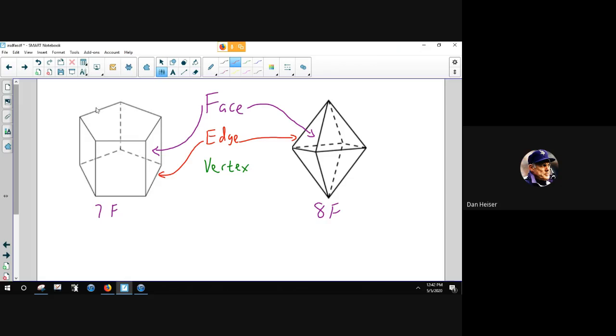This is a pentagon, so this has 5. This has 5, so we're up to 10. And then we have 5 connectors connecting floor and ceiling. So there are 15. This one over here has 4 going around, and then there are 4 connecting this to the top, 4 connecting that level to the bottom. So there are 12 edges total.